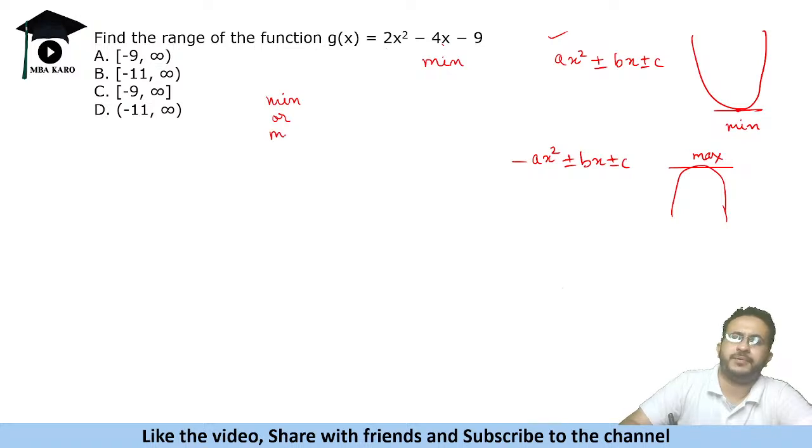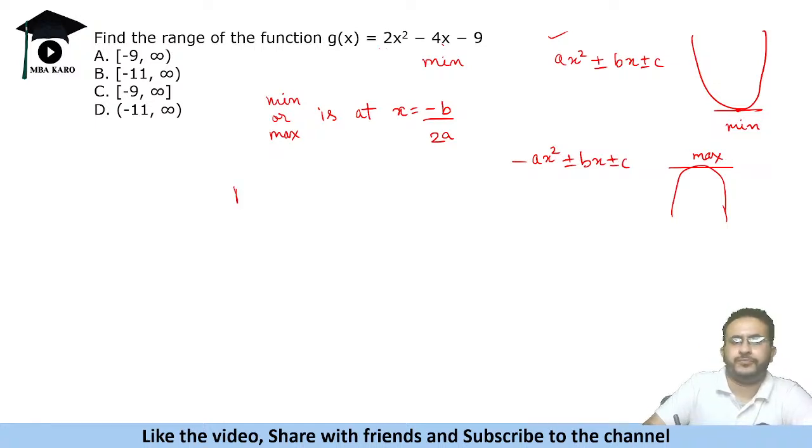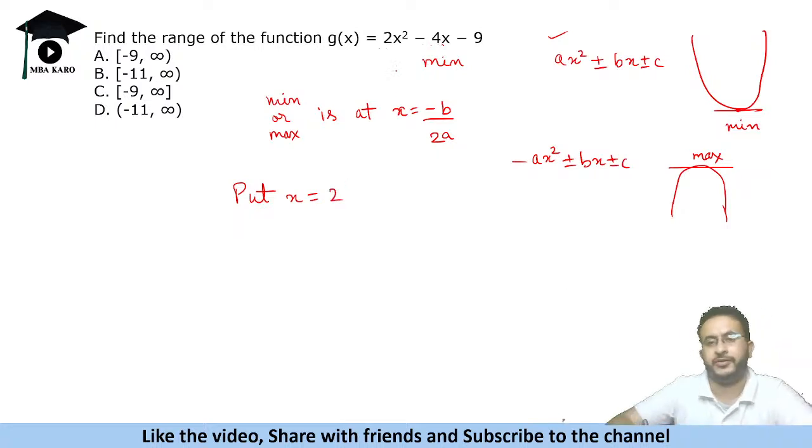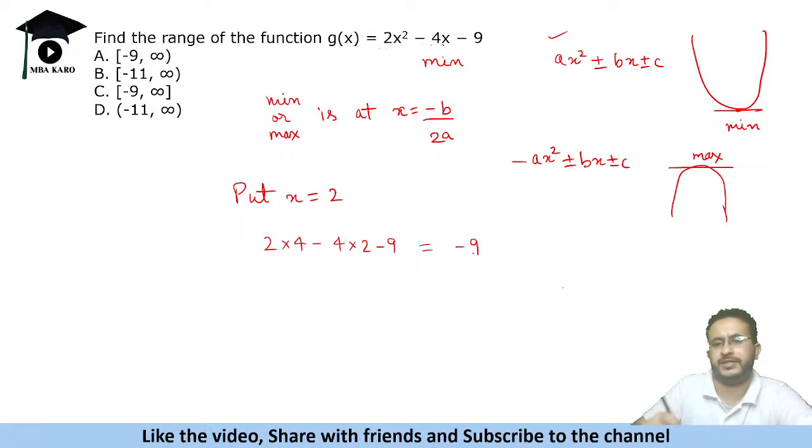ठीक है, अगर यहाँ पे max वाला केस होता is at x equal to minus b upon 2. So just remember that it is always at x equal to minus b upon 2a. So put x equal to minus b. B is minus 4, so x equal to. So what do you get when you put x equal to 2? So 2 into 4 minus 4 into 2, 2x square minus 4 into 2 minus 9. So get the minimum value is 8 minus 8 minus 9 minus.